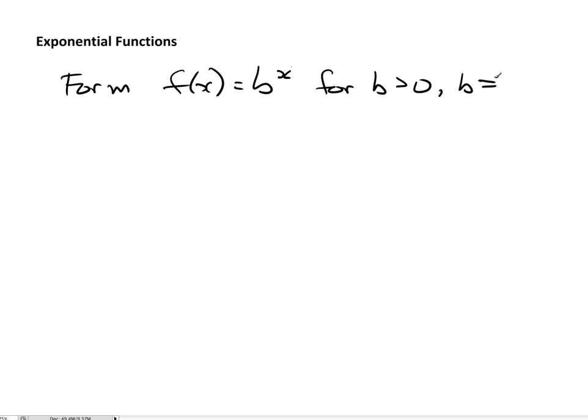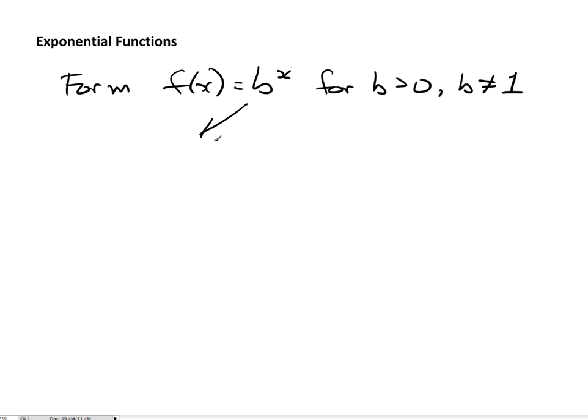Exponential functions have the form f of x equals b to the x. Let me fix that x, that was nasty. There we go. Specifically for b greater than 0 and b not equal to 1. That's the definition of an exponential function.